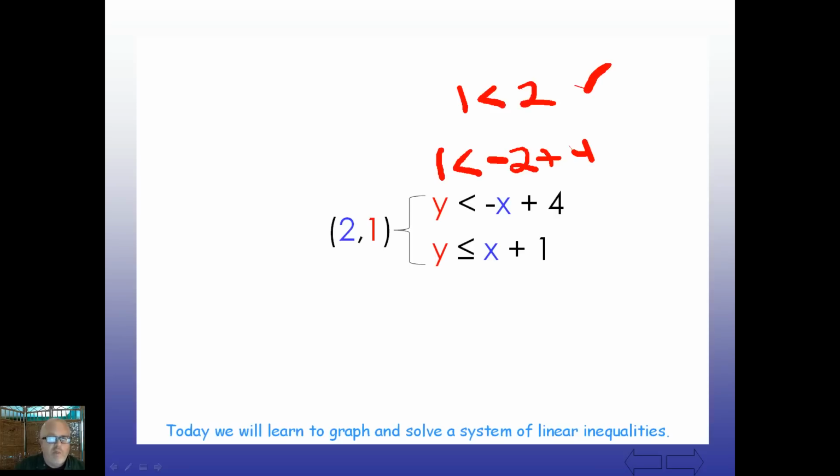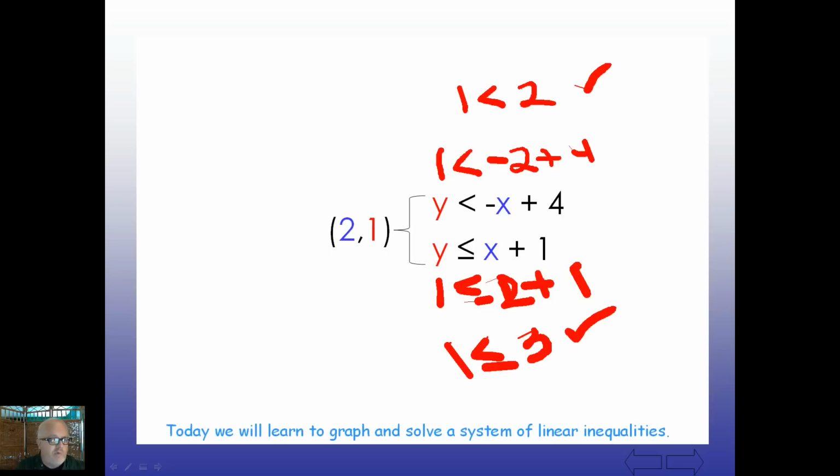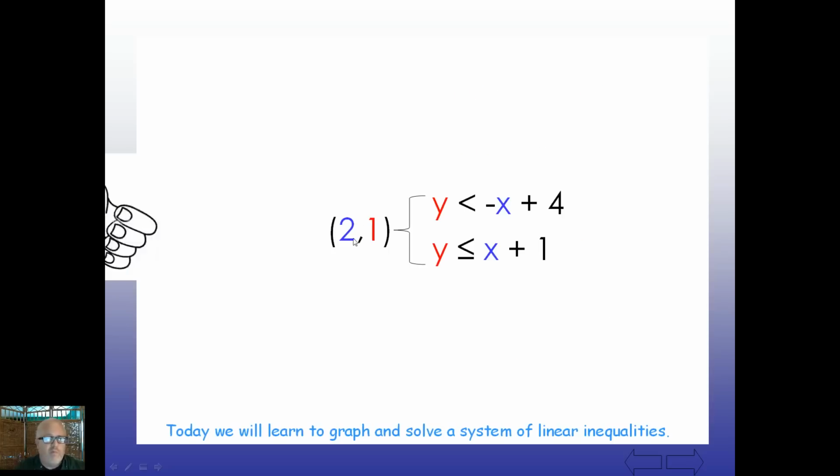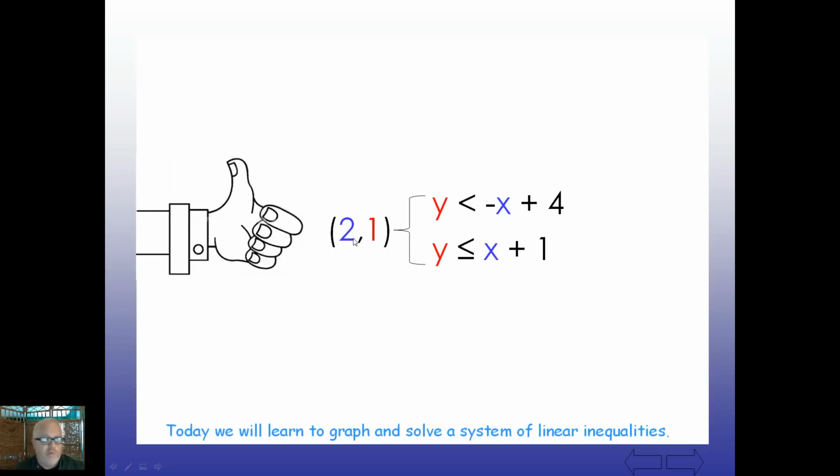Okay, what about this one? I'm going to put a 1 here is less than or equal to 1 plus, do I say 1? No, it should be 2, right? 2 plus 1. Let's see, 1 is less than or equal to 3. Looks to me like that works too. It works for both, so what do we get? Well, we give that a thumbs up. All right, thumbs up, it works.